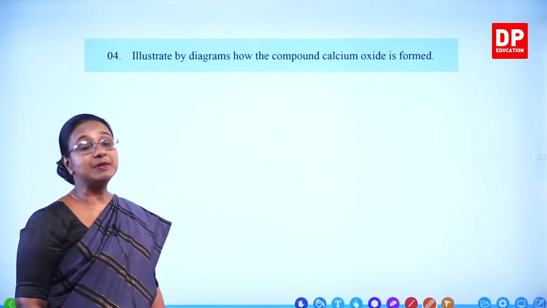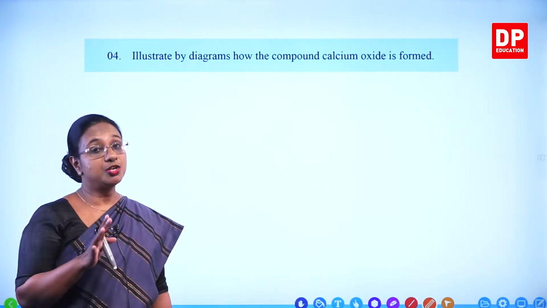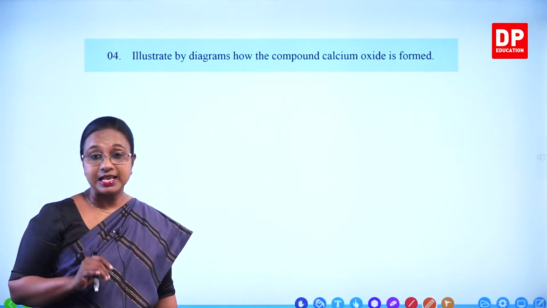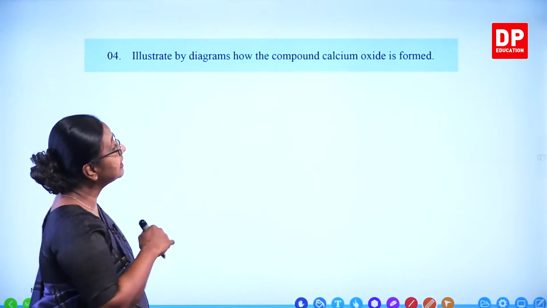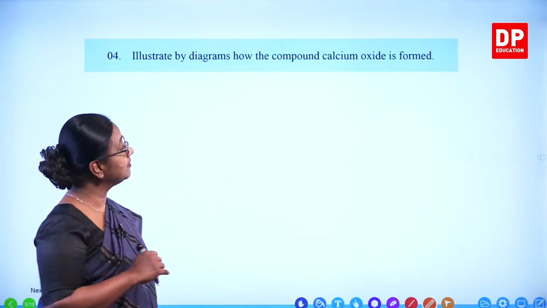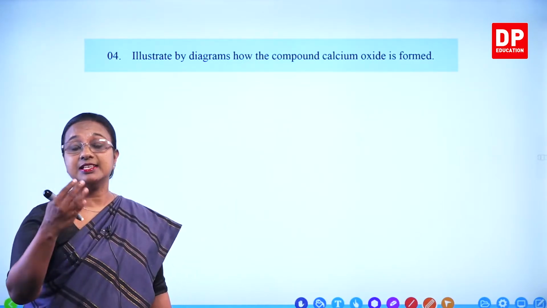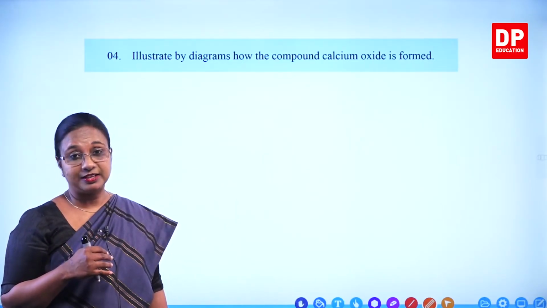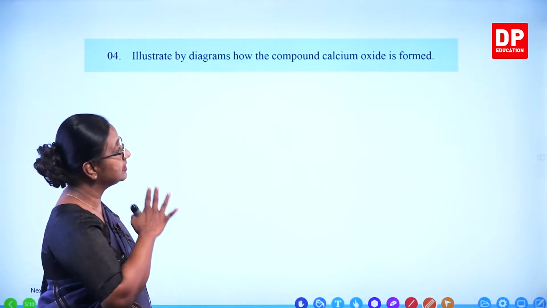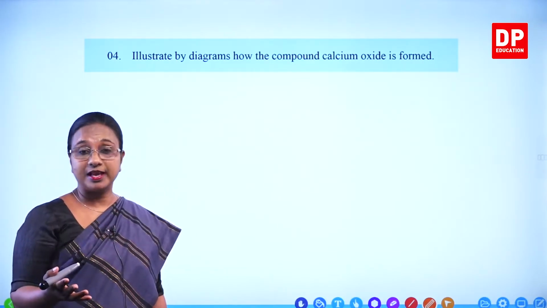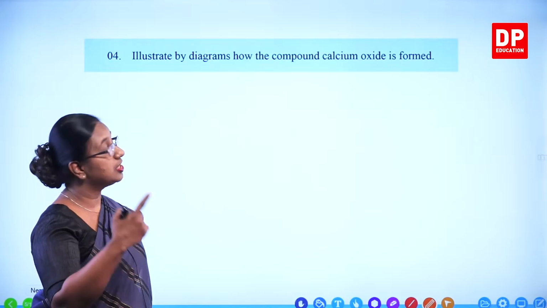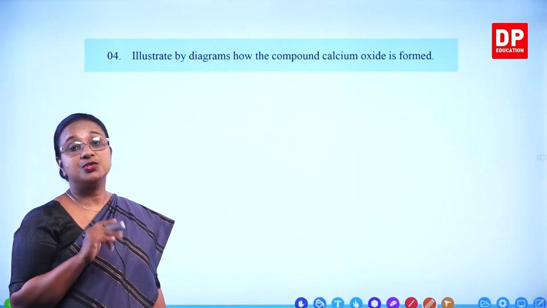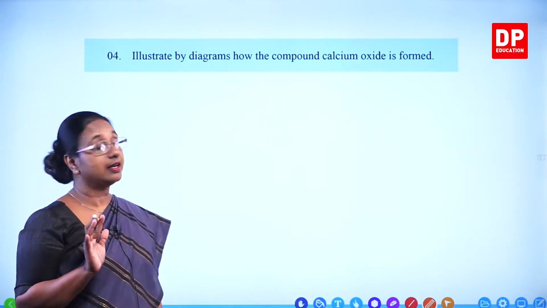So from the elements calcium oxide, you all should know students, this is an ionic compound. Why? Calcium has very less electronegativity, whereas oxygen has somewhat high electronegativity. So it's easy for calcium to lose electrons and form the cation, whereas oxygen forms the anion. So it has to be an ionic compound.